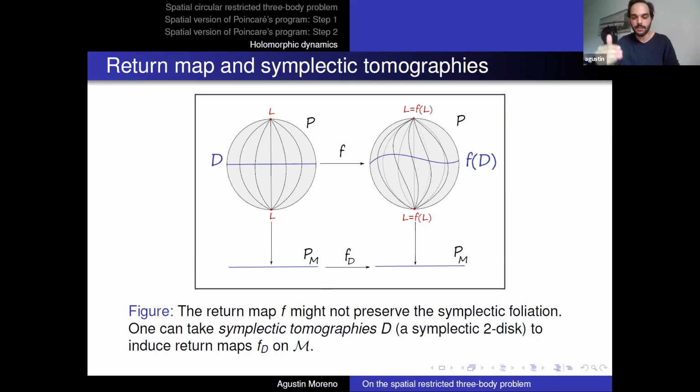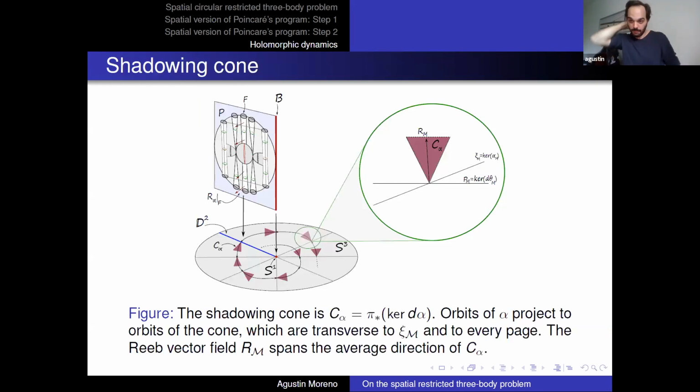This is what I call a symplectic tomography, where you can just take your tomograph and start slicing your page, and then different disks will give you different return maps. So this is one of the games that you can play. Here's another game, which is what I'm calling the shadowing cone. This is something I came up with in conversations with Umberto Hryniewicz.